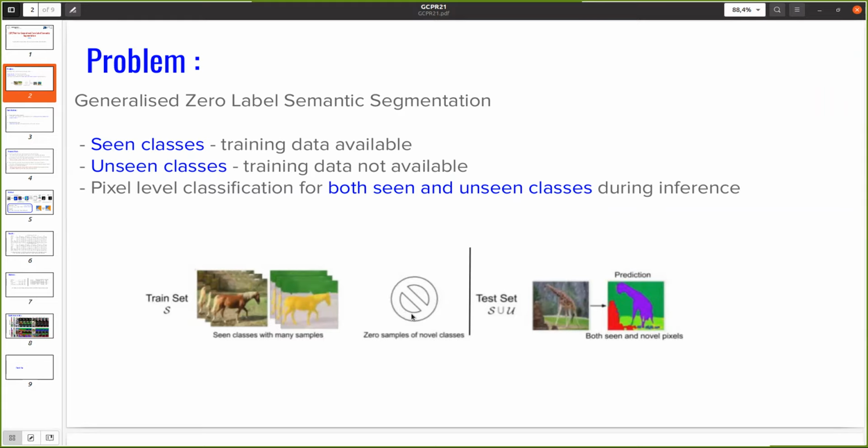So this is during training. During test time, we have both seen and unseen classes, and we are required to predict both of these classes. So in this image, we are required to predict giraffe as well, which was not seen during training.